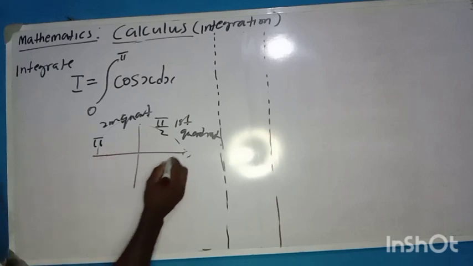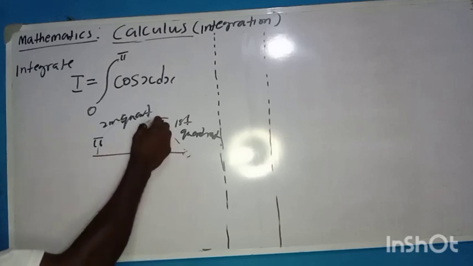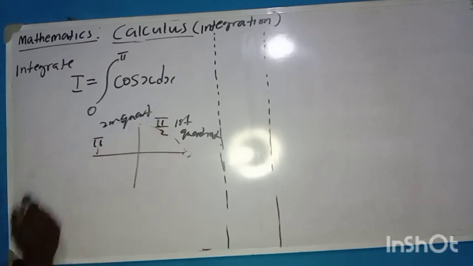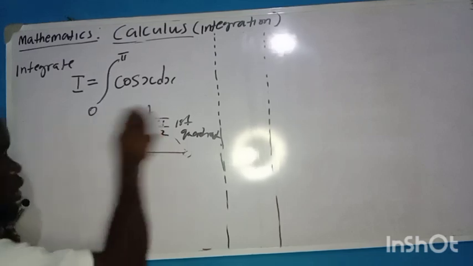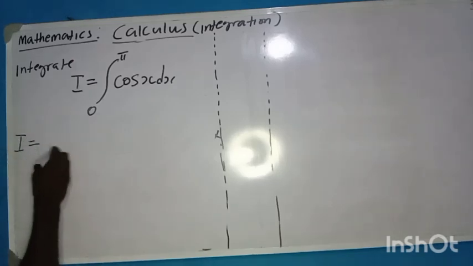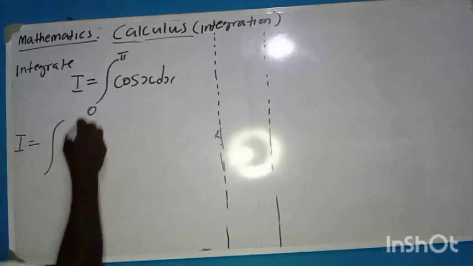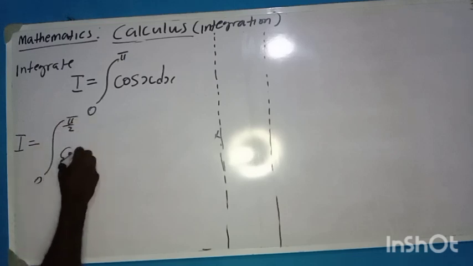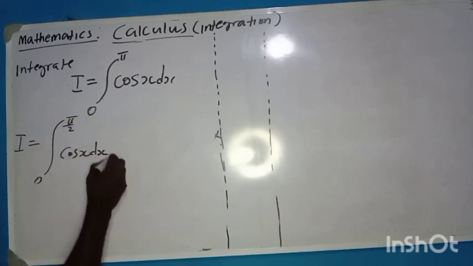That is, we are going to integrate from 0 to 90, that is pi over 2, and from 90 to 180. That's what we're going to do here, and this is applicable on any question that's given. So we can say that I is equal to the integral from 0 to pi over 2 of cos x dx.